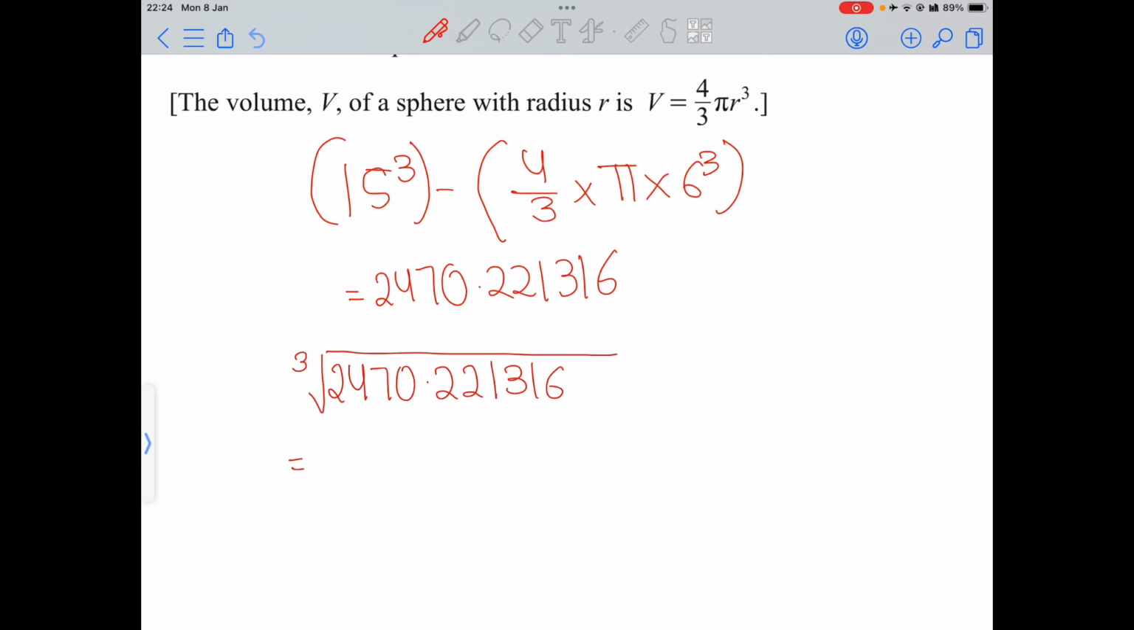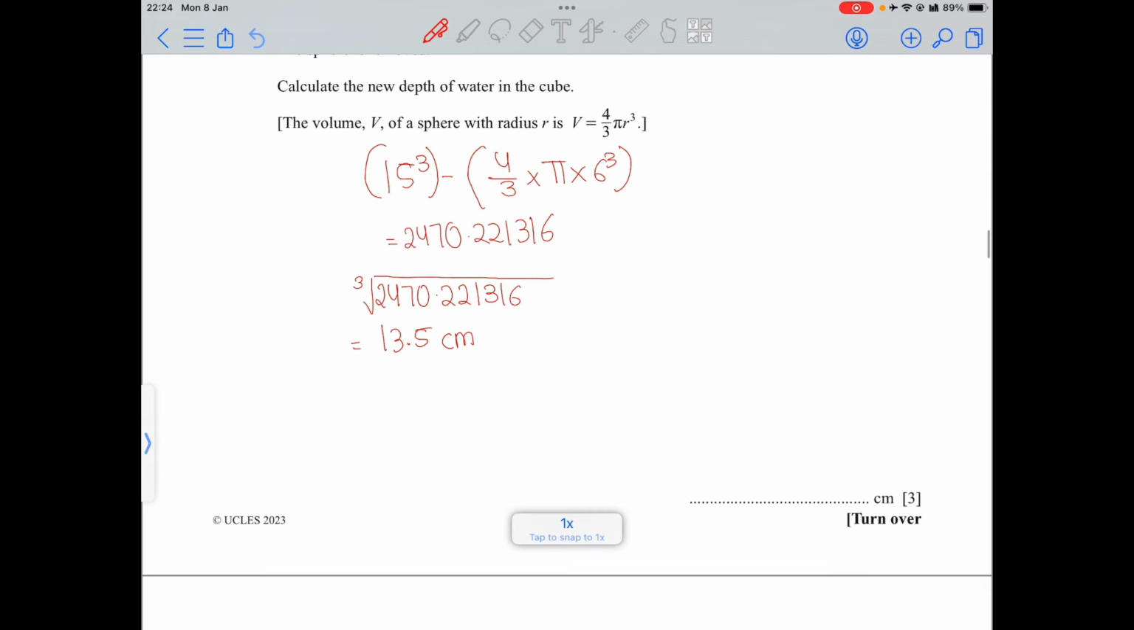Cube root answer: 13.5 centimeters. By the way, guys, I'm just giving a very important and helpful tip which can save you a lot of time in the exam.